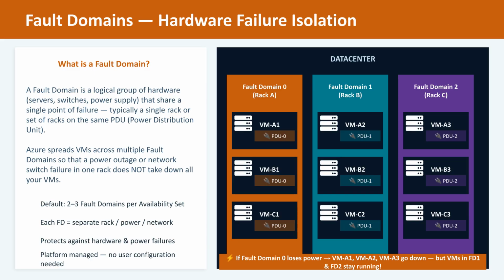A fault domain is a logical group of hardware, typically a server rack, sharing a single point of failure like a power distribution unit. Azure spreads your VMs across 2 to 3 fault domains to protect against hardware or power failures, ensuring high availability.